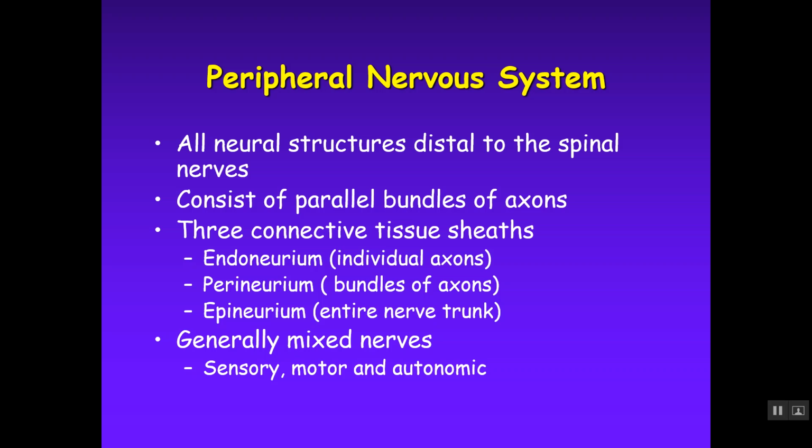The main thing I want you to understand about this is a couple simple things. All neural structures distal to the spinal nerves. So once the spinal nerves come together from those dorsal roots and form that spinal nerve, that's what we're considering peripheral nervous system. Although the spinal nerve roots and rootlets are still kind of peripheral nervous system. It's just that you have those anterior horn cells. You have a cell body lying within the central nervous system, and then the axons projecting out into the nerve roots and nerves.